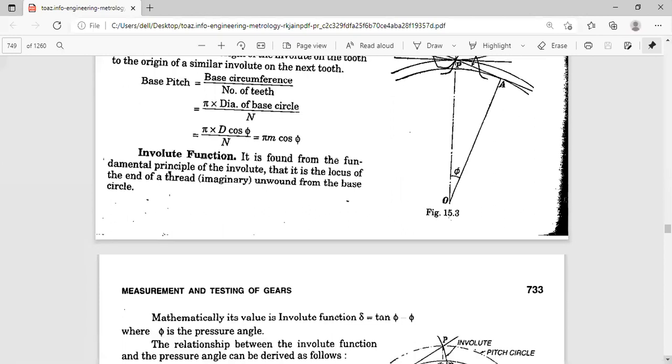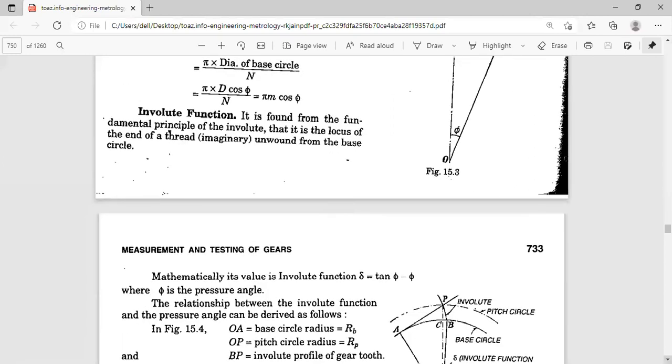You can have the involute function, but as far as the fundamental principle of the involute is concerned, you have to follow the basics from engineering graphics or engineering drawing. This is a locus of the end of a thread. Suppose you take a thread and unwind it, like twine thread or an ordinary thread used for stitching. This is the locus of the end of the thread, so you have to imagine it unwound from the base circle.